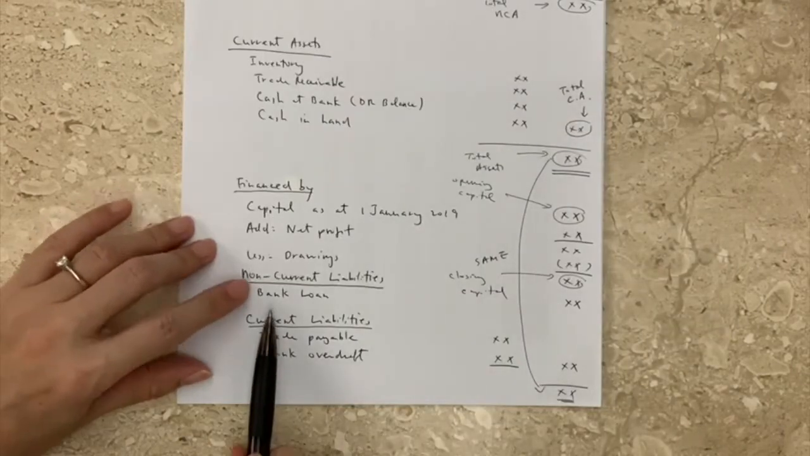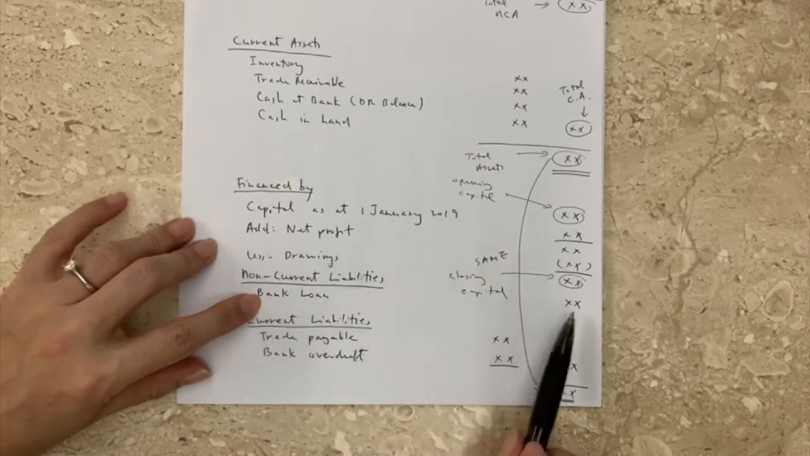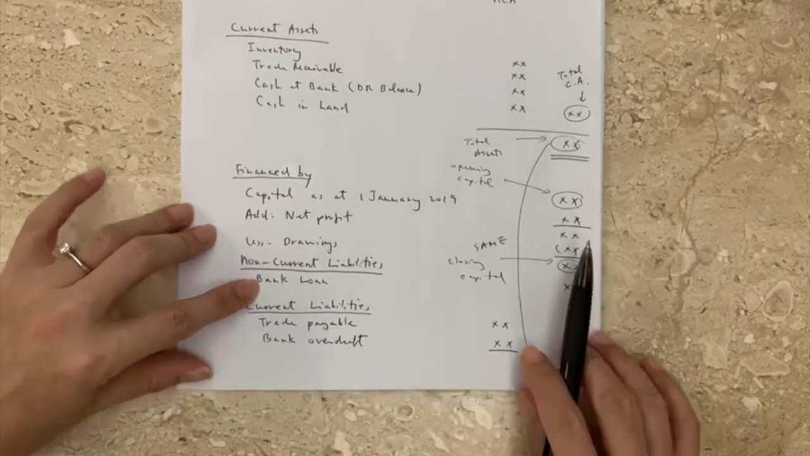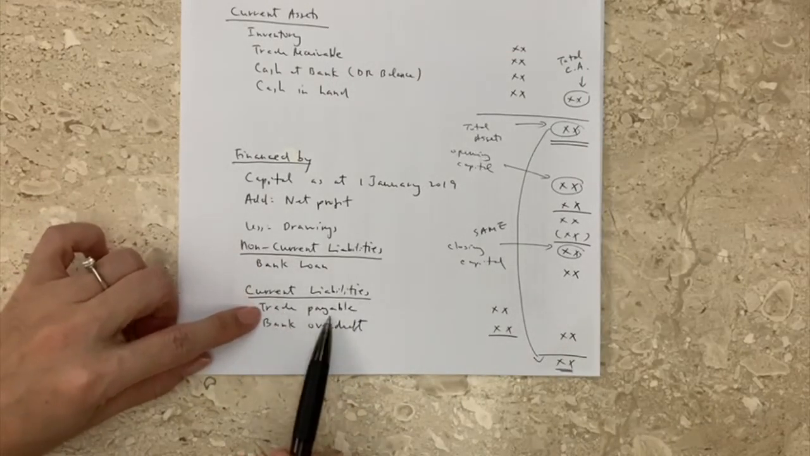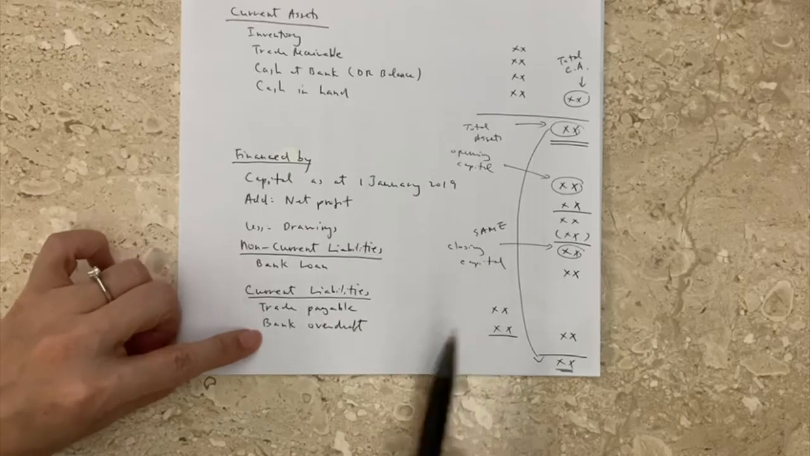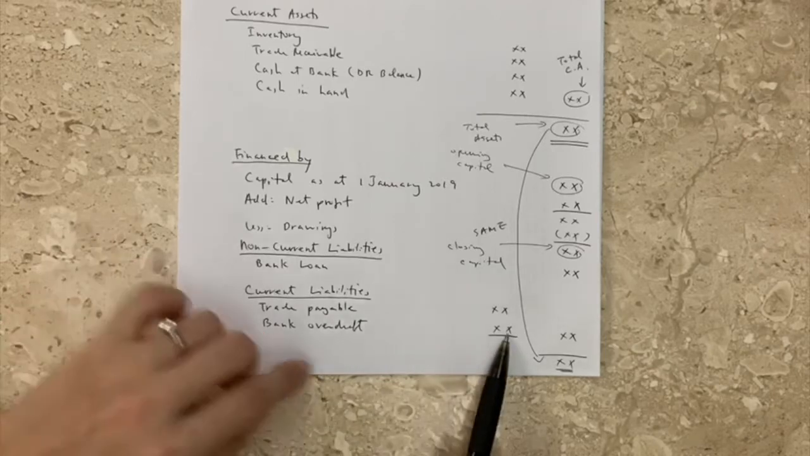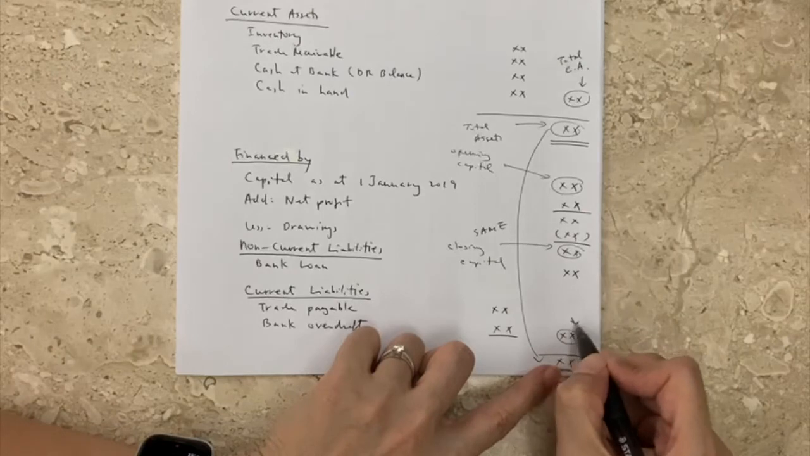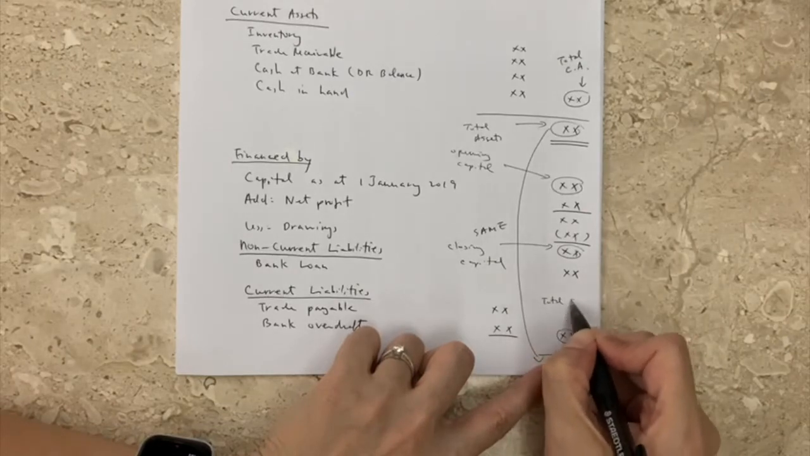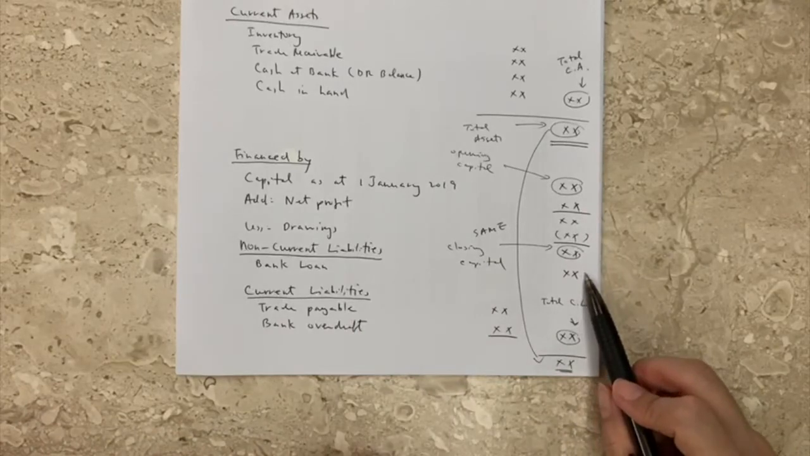Okay, finally we come to the example for non-current liabilities. So we have bank loan here, and this is the figure for bank loan. And then two examples for current liabilities. They are trade payable, and this is trade payable. And then bank overdraft. If we have a negative bank balance, this is bank overdraft here. This figure is the total current liability, and this one is total non-current liability.